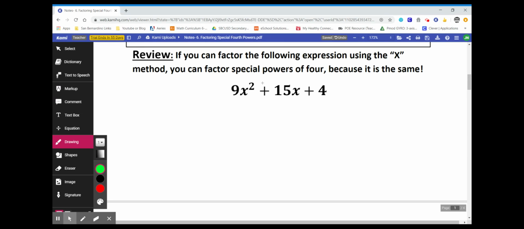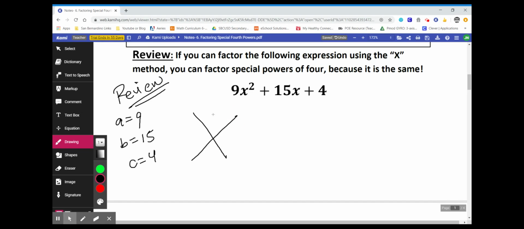You already should know how to do this. So this is basically review. We have the A term equal to 9, the B term equal to 15, and the C term equal to positive 4. If you want to factor this out, most likely the steps you would take are to draw a big X and multiply the A times the C, the first term multiplied by the last term. That would give you a total of 36.